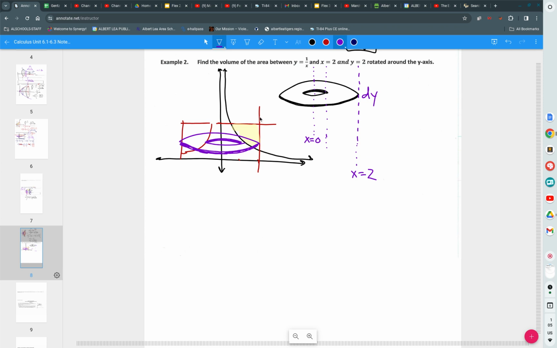Notice what makes up this part, this edge right there, is the y equals 1 over x, correct? But I don't want to write it as y equals 1 over x because that doesn't match with the dy. So we will just say y over 1 equals 1 over x, and we'll then solve so it's an x equals instead of a y equals. If I cross multiply, I get 1 is equal to xy, and I divide both sides by y, and I get 1 over y is equal to x.